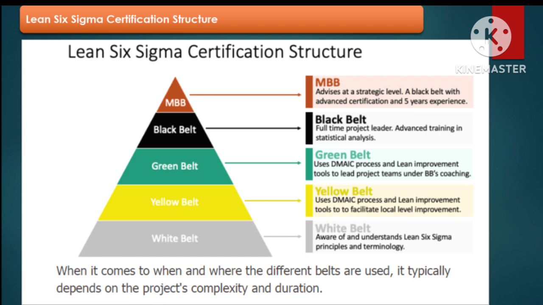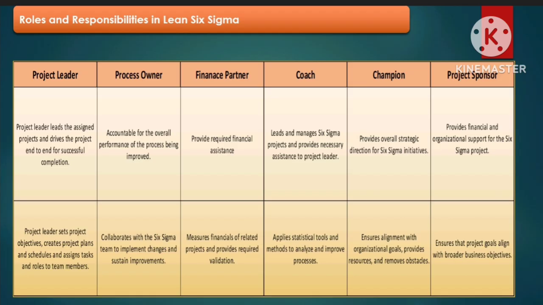Let's move on to roles and responsibilities in Lean Six Sigma. Project leader works with all the stakeholders and seeks out the necessary resources required for the project completion. Process owner is accountable for overall performance and the process improvement of the respective area. Financial partner is providing the finance assistance necessary or required for the project.